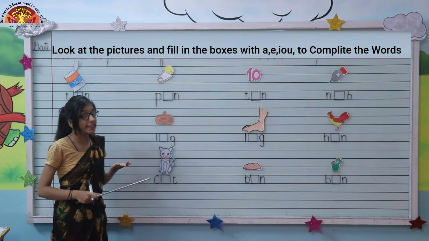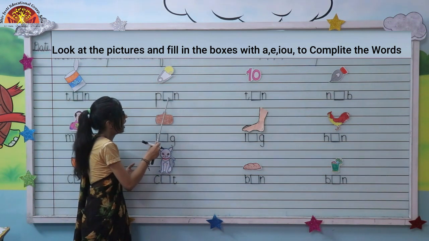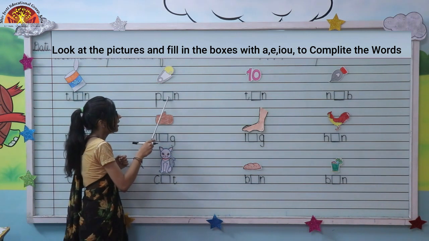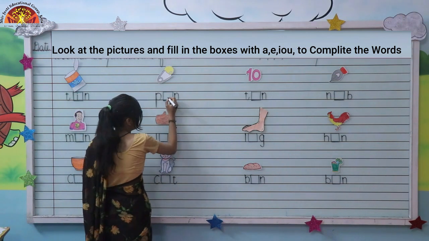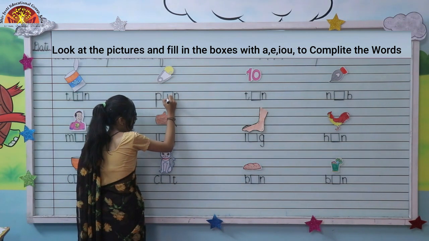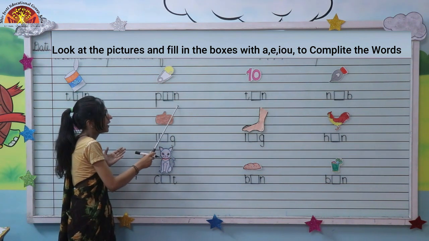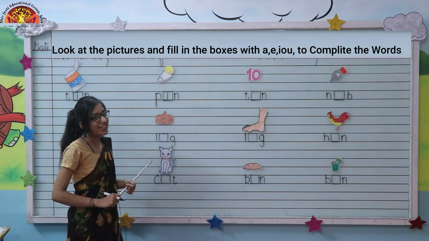Which letter, kids? Tell me. Yes, again I. P-I-N, pin. So we have to write letter I here to complete this word. Okay, so kids, write letter I here like this. P-I-N, pin. Yes kids.